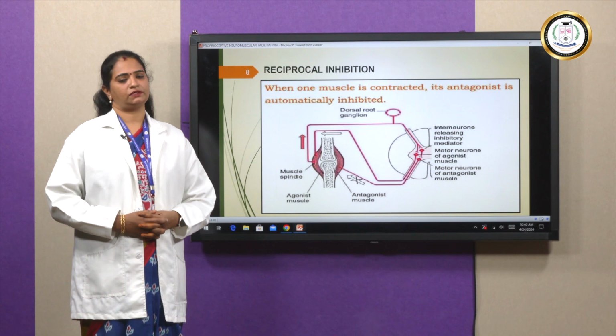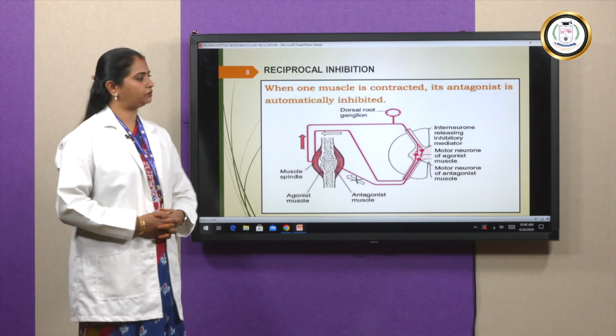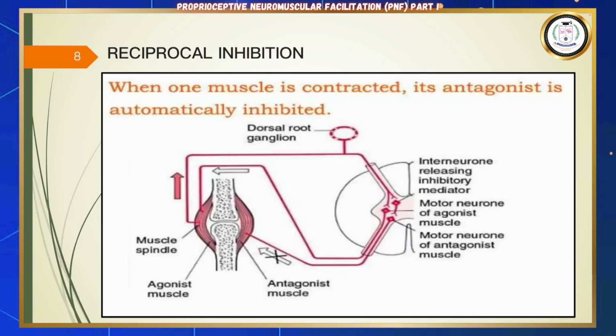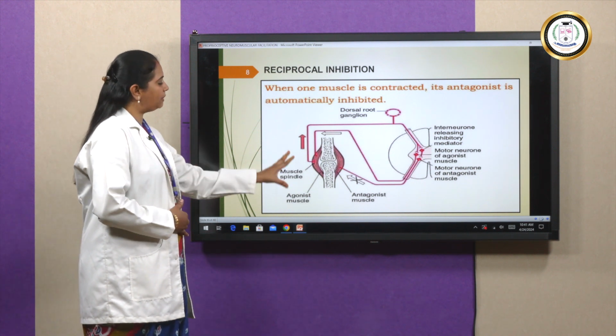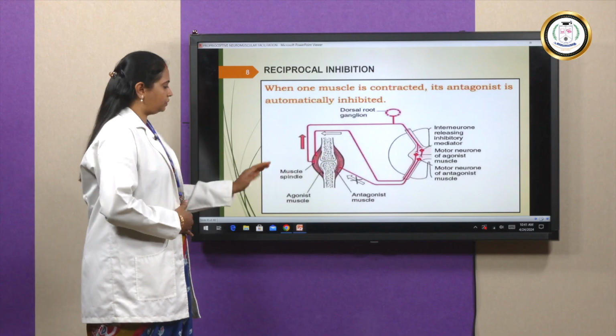After looking into the myostatic stretch reflex, let us look into reciprocal inhibition. When one muscle is contracted, its antagonist is automatically inhibited. That's the circuit diagram for the inhibition and the working of the balance between agonist and antagonist.